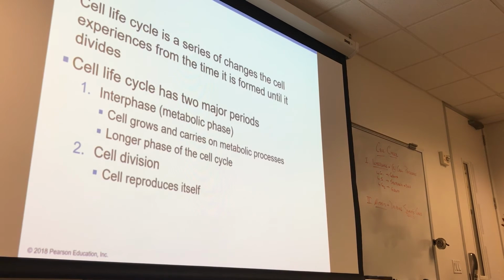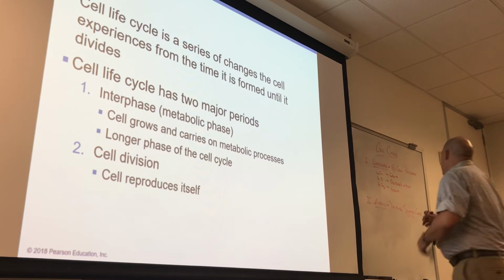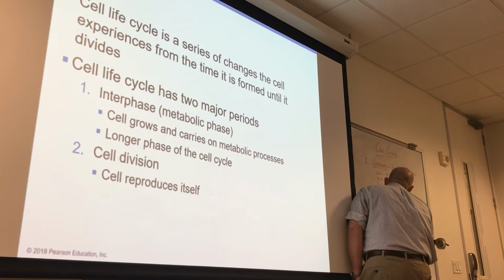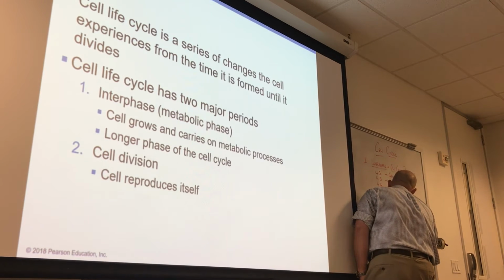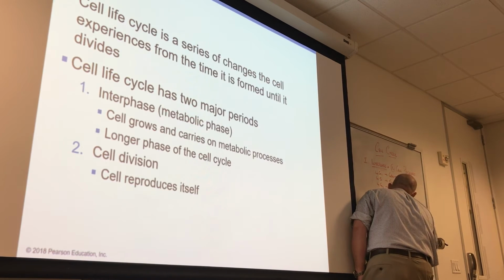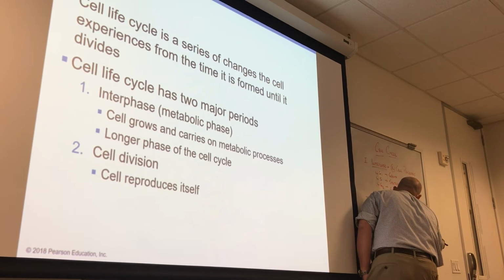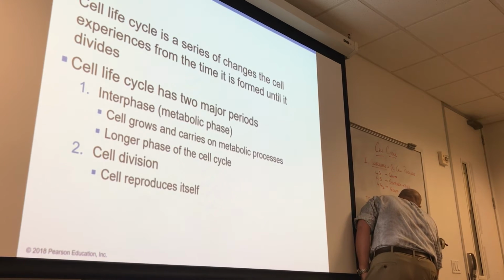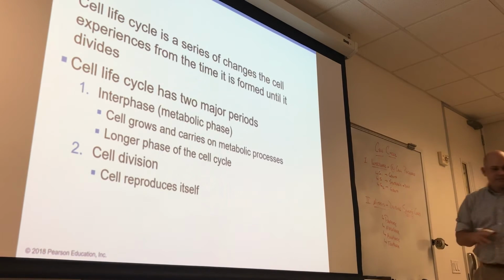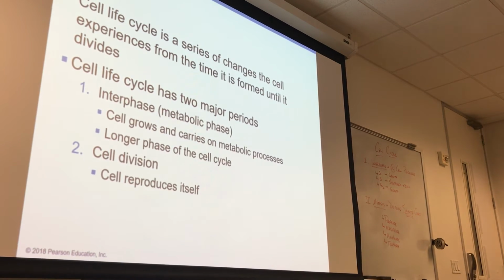Right? So pick a cell other than the sperm, pick a cell other than the egg, and those cells divide using a process called mitosis. And mitosis has four key phases. Those being prophase, metaphase, anaphase, and telophase. So these are the four phases of mitosis.